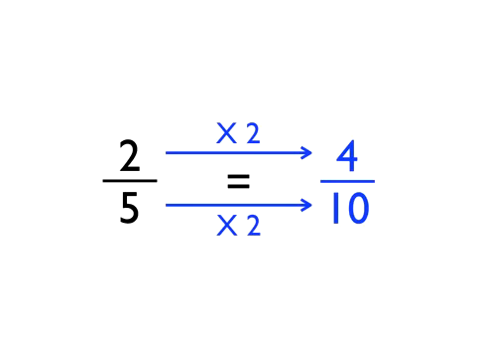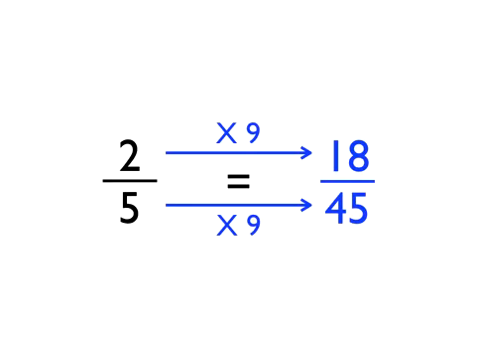But maybe you didn't want to times by 2, maybe you wanted to times by 5. Well, that's fine, as long as you're timesing the numerator and the denominator, the top and the bottom, by the same number, in this case 5, you'll get equivalent fractions. So 2 times 5 is 10, 5 times 5 is 25, 2/5 and 10/25 are equivalent fractions.